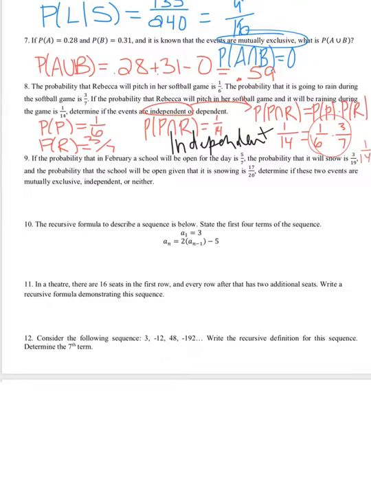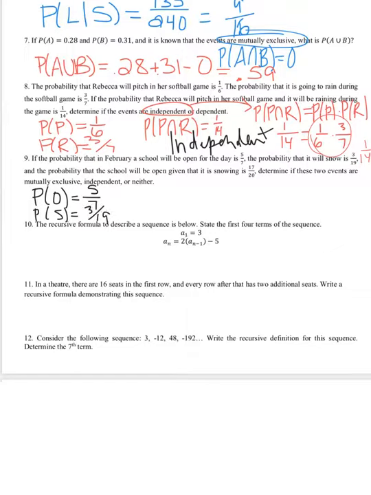Okay? Number 9, if the probability that a school will be open for the day is 5/7, so the probability of open is 5/7, and the probability that it will snow is 3/19.